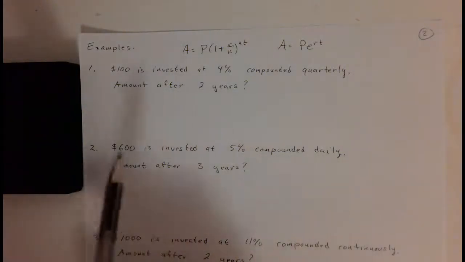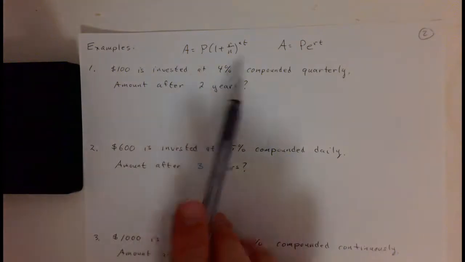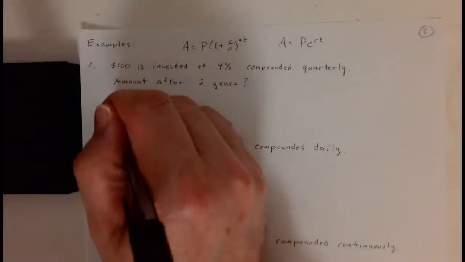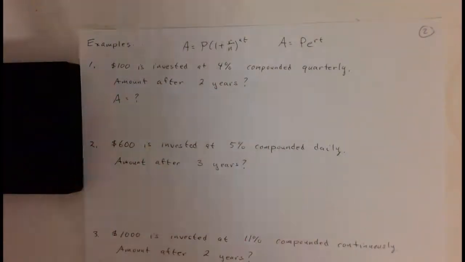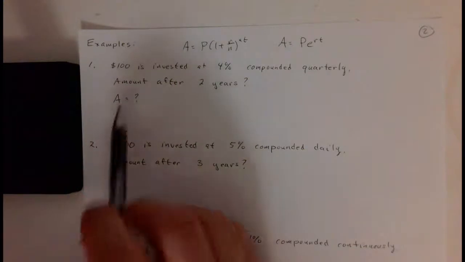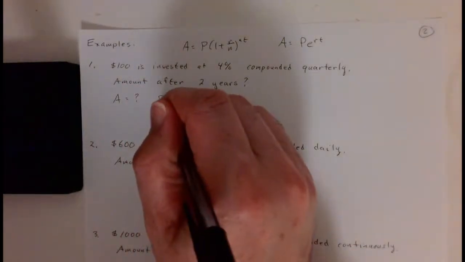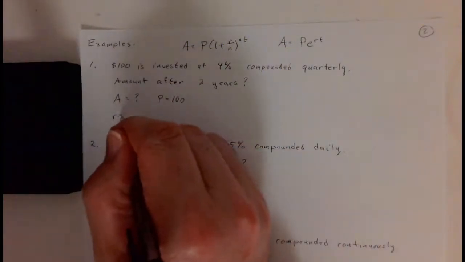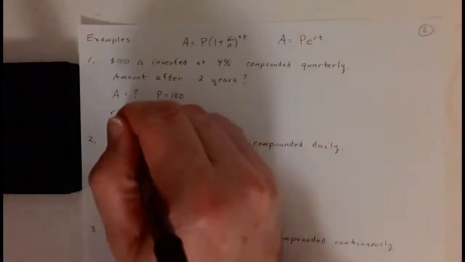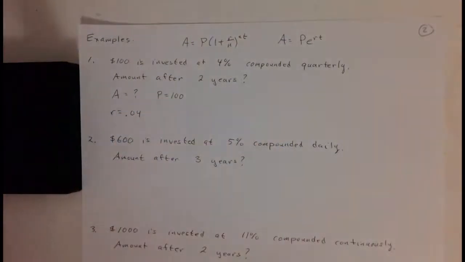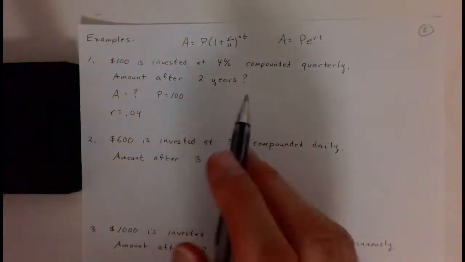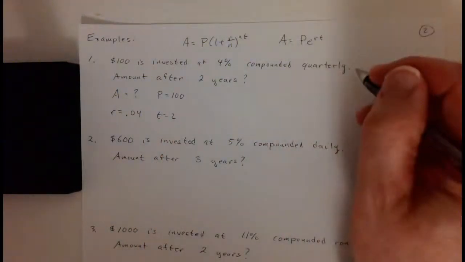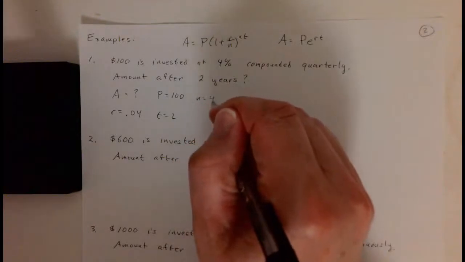The first one: $100 is invested at 4% compounded quarterly. What's the amount after 2 years? They're asking for the amount, so they want to know what is A. P, you're starting with 100, so that's your principal. R is the annual interest rate, 4% means 0.04. And T is 2, of course. Because it's compounded quarterly, N is equal to 4.